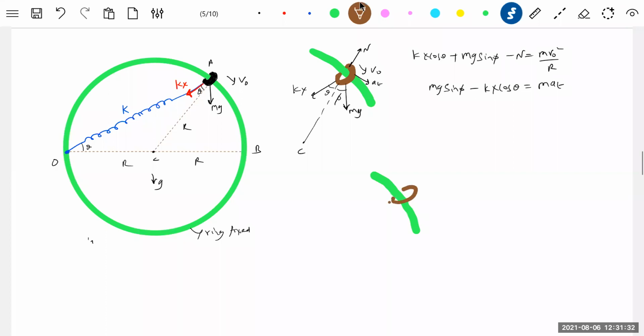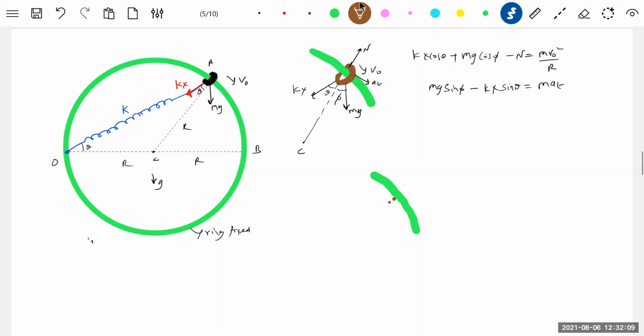Keychain, so not understanding the keychain. I think a ring will be there for a keychain. Just put it on your finger and see. kx sin theta, sir. kx, okay, this one. Okay, I wrote it. This one, cos, sin theta. Yeah.